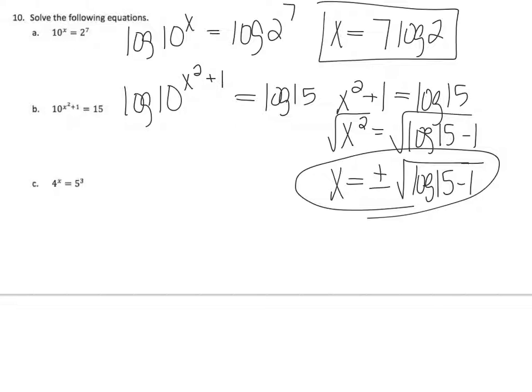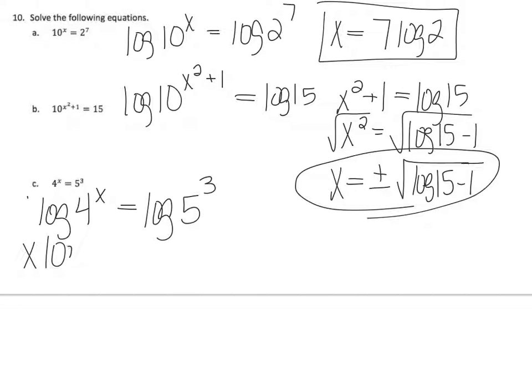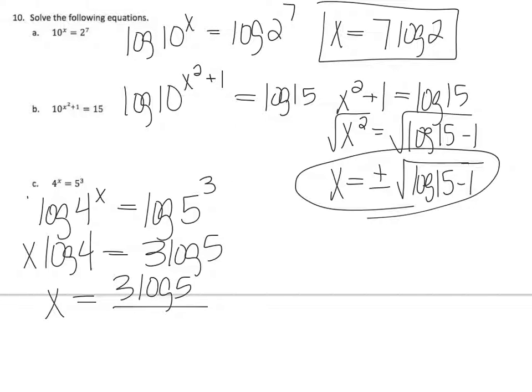All right, how about this one? I don't have 10s. What do I do? Well, let's go ahead and try to take the log of both sides and see what happens. So I've got log base 10 of 4 to the x equals log base 10 of 5 to the 3rd power. I get x log 4 equals 3 log 5. Well, log 4 is a number, so let's go ahead and just divide both sides by log 4. Now the right side of the equation is a number. It's just sort of a messy number, but that is an answer.